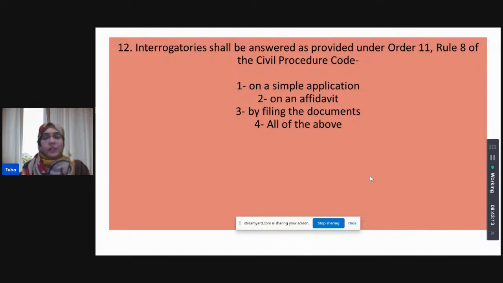Interrogations shall be answered as provided under Order 11, Rule 8 of the Civil Procedure in which of the following ways? Will interrogations be answered on a simple application? Will we require an affidavit to do so? Will it be done by filing the documents? Or do we require all of the above to answer interrogatories?